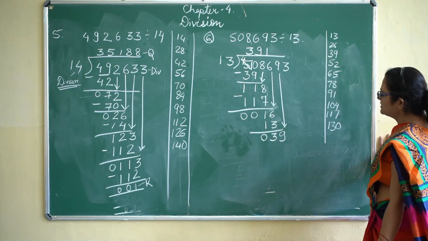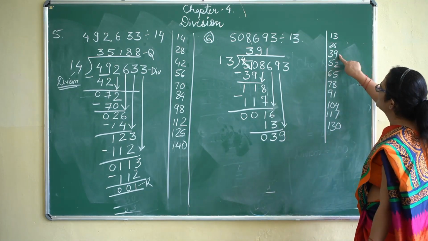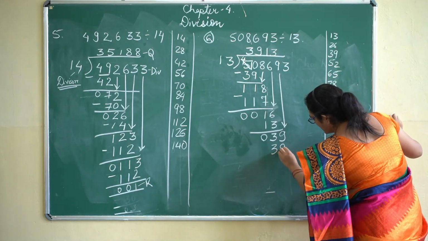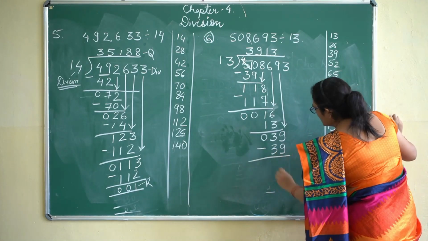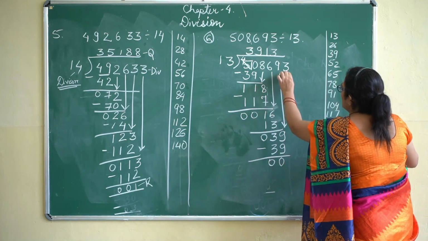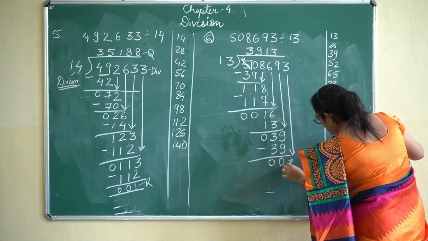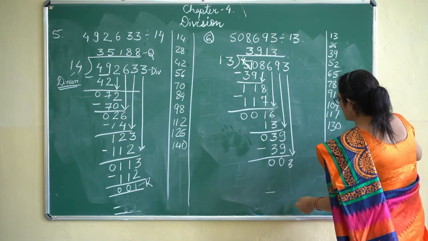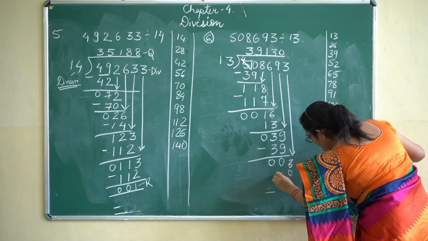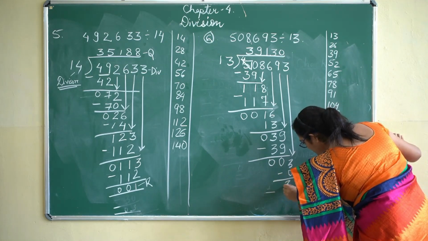In the table of 13, when does 39 come? 3 times. 13 3s are 39. Subtract: 9 minus 9 is 0, 3 minus 3 is 0. Now what will we bring down? 3. Does 3 come in the table of 13? No. What will we write? 13 0s are 0. 3 minus 0 is 3.